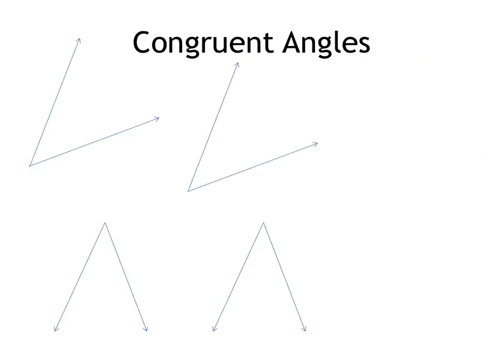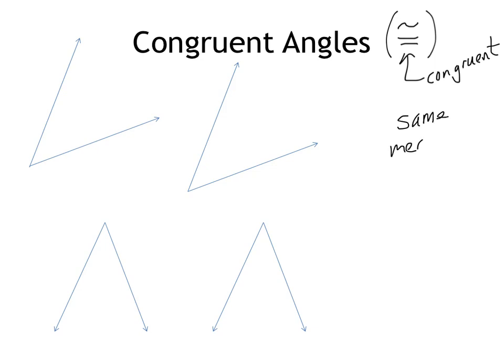Congruent angles have the exact same measure. This symbol, like an equals sign with a squiggly or tilde above it, means congruent. Okay, so that symbol means congruent, and what congruent means is equal. If we're talking about congruent angles, we're talking about angles that have the same measure, and in this case, the same amount of degrees.